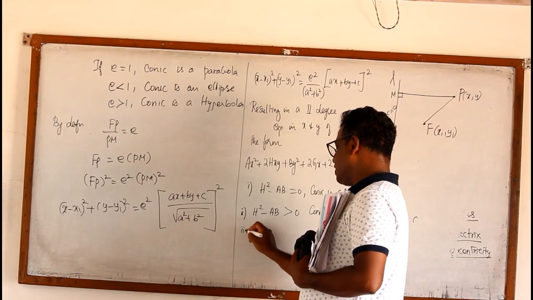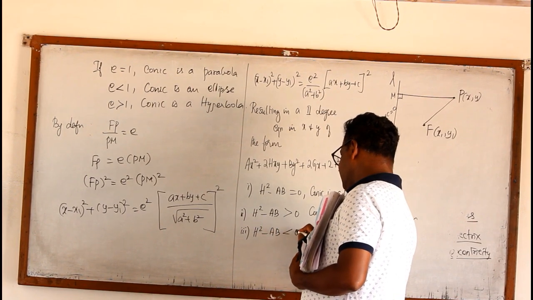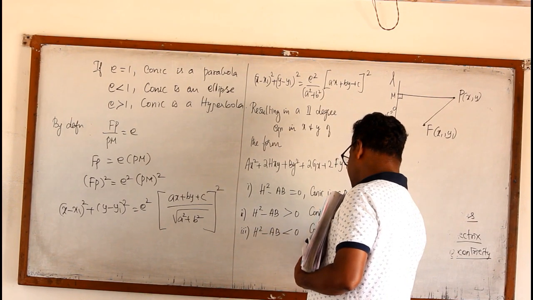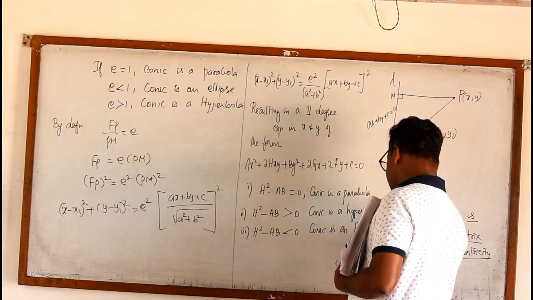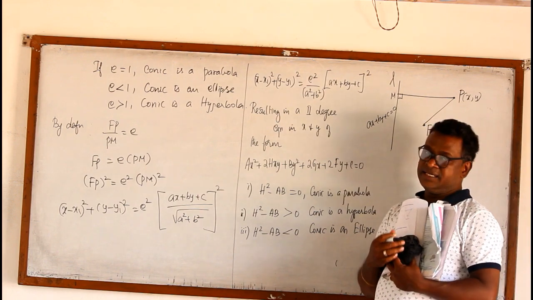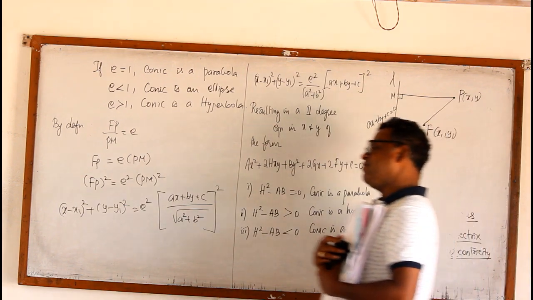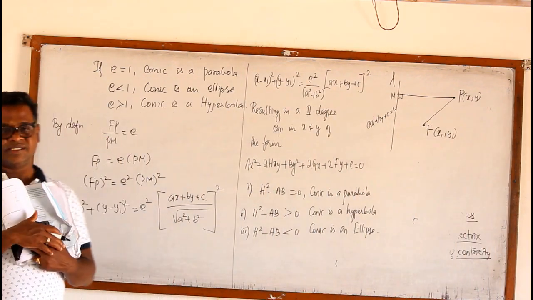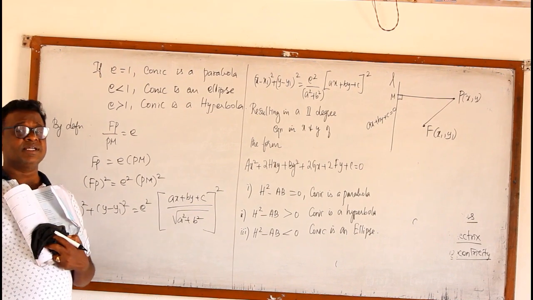Similarly, the third one: h square minus ab is less than 0, the conic is an ellipse. So with this idea, we can go and study each conic separately. We are going to take parabola alone and study it first, then we are going to study ellipse separately, and then hyperbola separately.